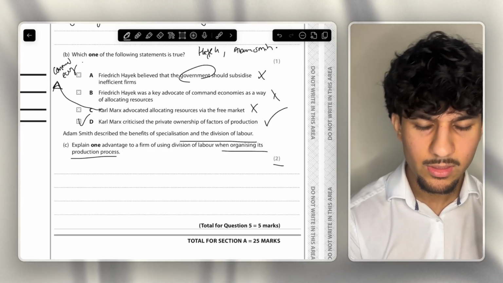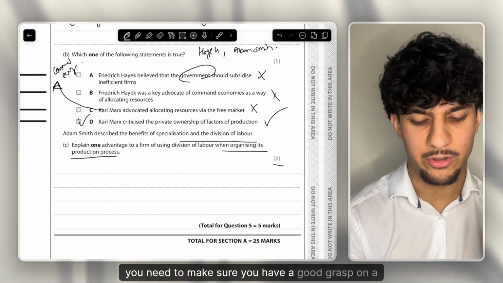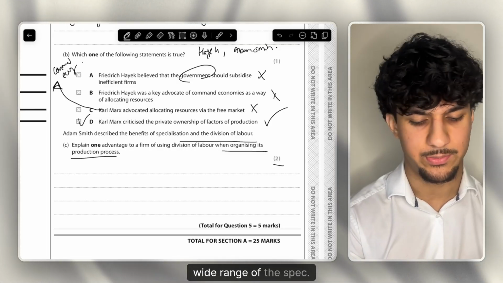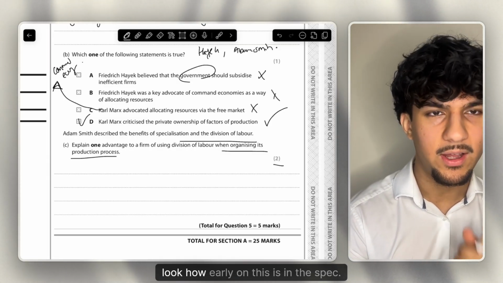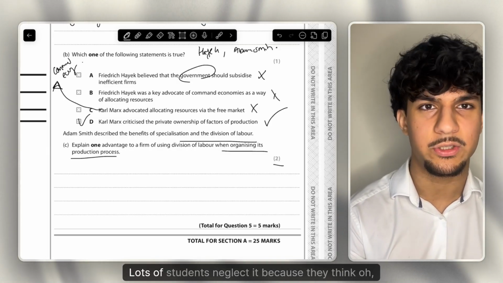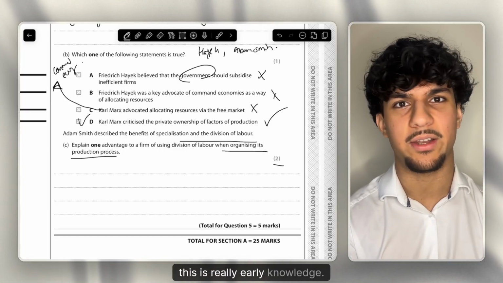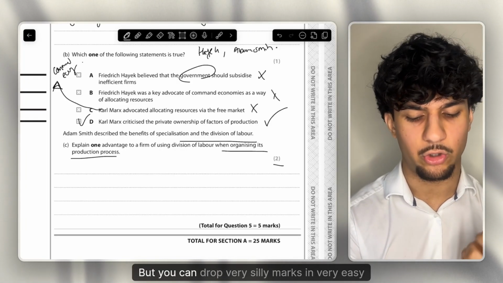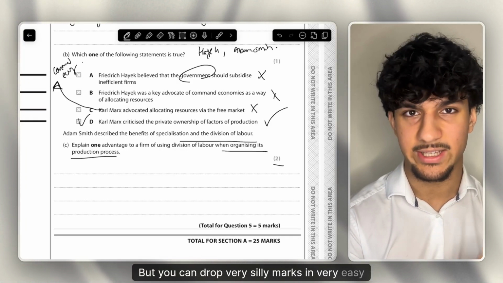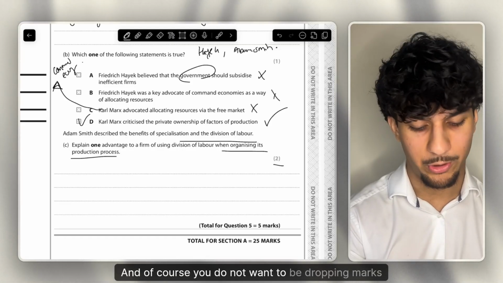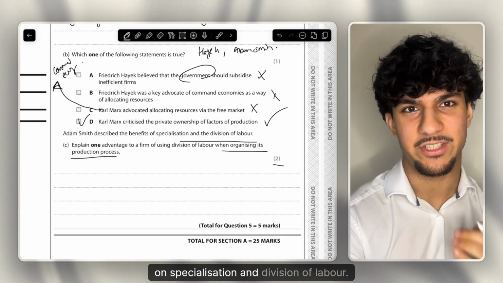This is why you need to make sure you have a good grasp on a wide range of the spec. Since again, look how early on this is in the spec. Lots of students neglect it because they think, oh, this is really early knowledge I learned in year 12, but you can drop very silly marks in very easy places. And of course, you do not want to be dropping marks on specialisation and division of labour.